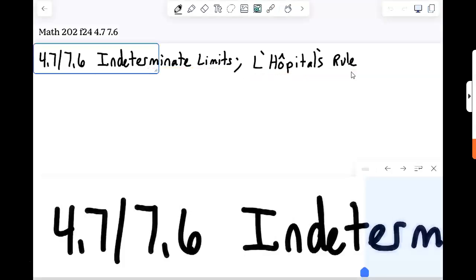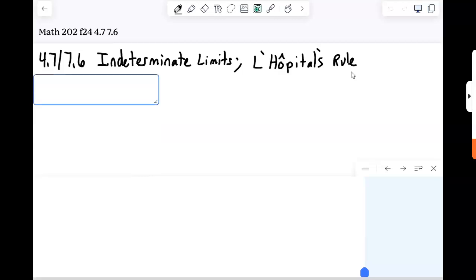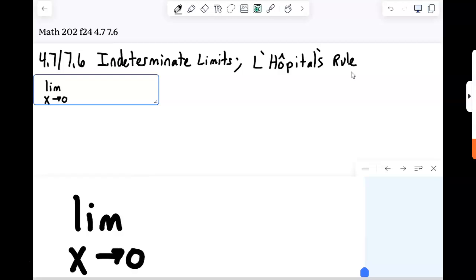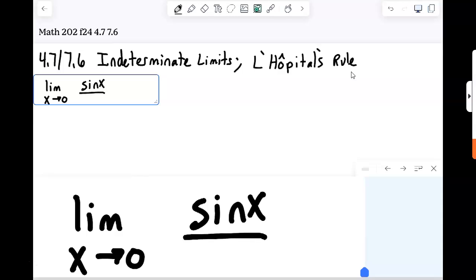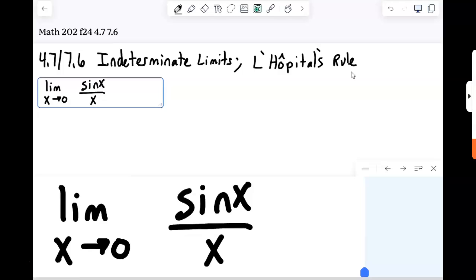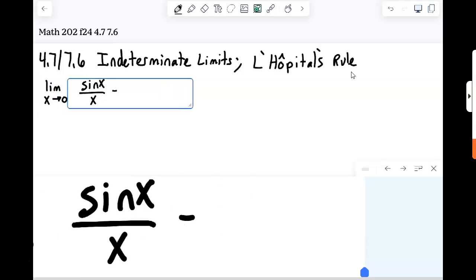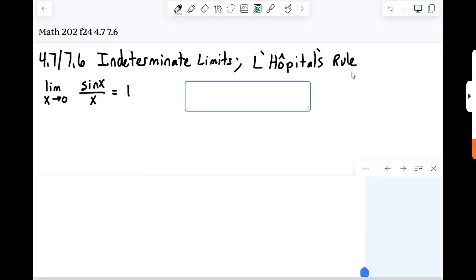What are indeterminate limits? Well, you've seen some before. For example, one of the big ones we looked at early on in Calculus 1 is the limit as x goes to 0 of sine x over x. That was a limit that involved 0 over 0. We can't divide that, but yet that limit is equal to 1.